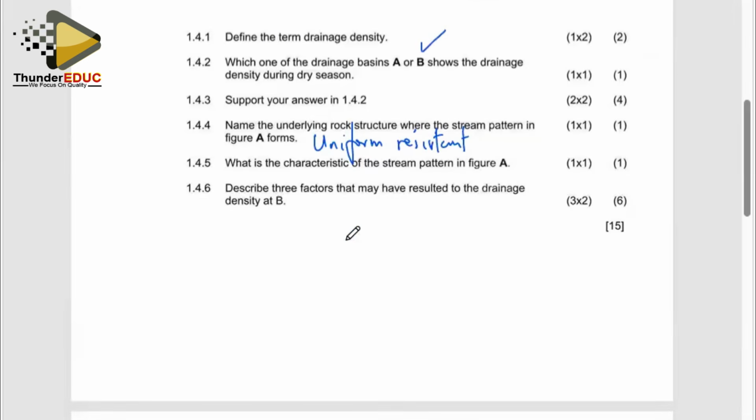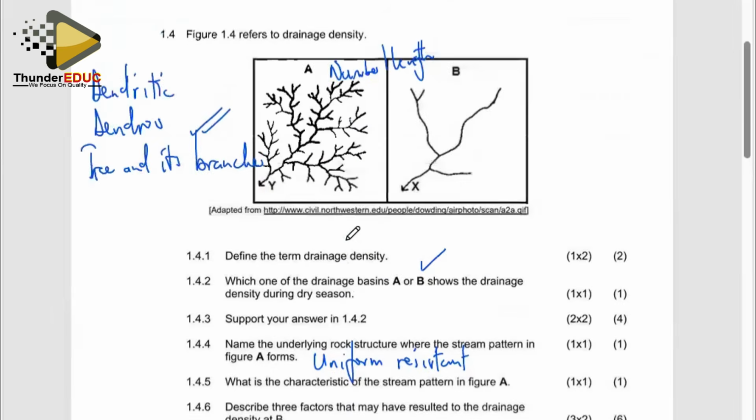Describe 3 factors that may have resulted in the lower drainage density at B. We've talked about that. Factors that contribute towards lower density. Talk of aspects, like in some areas, look at the amount of rainfall. A dry area which receives less rainfall, we are likely to have less density. Talk about the gradient, like what we mentioned earlier on. Talk about the porosity, talk about the permeability, talk about the steepness of the area, talk about all those aspects. You look at them from that perspective. Look at the soil moisture, look at vegetation in the area. We mentioned all those things. We cannot repeat the same thing.